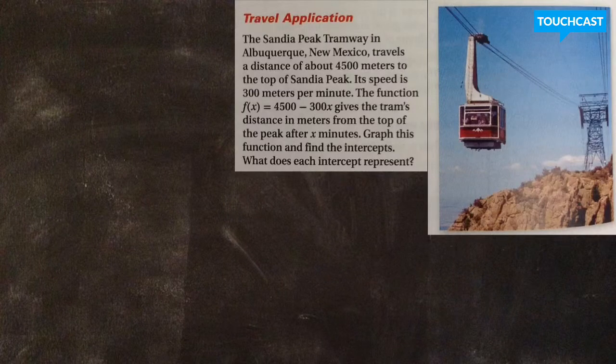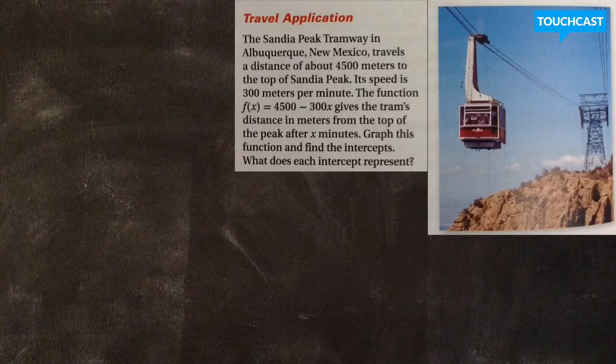Alright, so our next example is a travel application. The Sandia Peak Tramway in Albuquerque, New Mexico travels a distance of about 4,500 meters to the top of Sandia Peak. Its speed is 300 meters per minute, and the function f of x equals 4,500 minus 300x gives the tram's distance in meters from the top of the peak after x minutes.